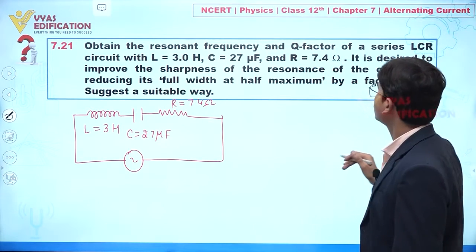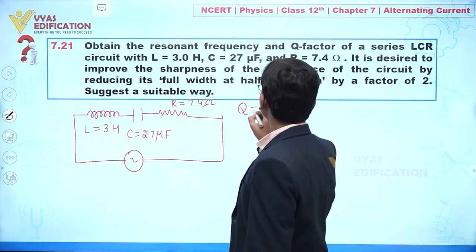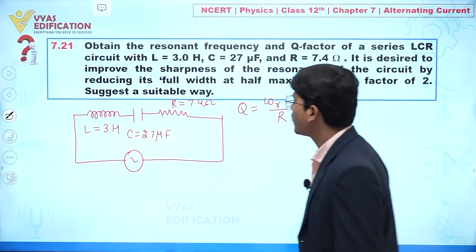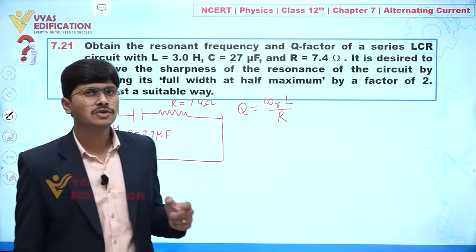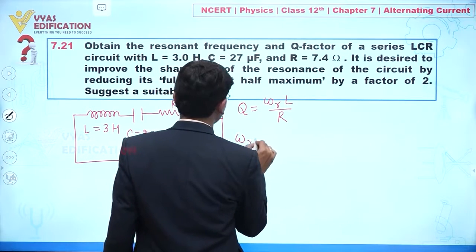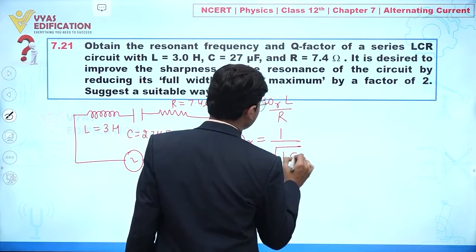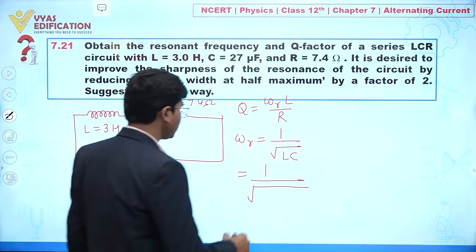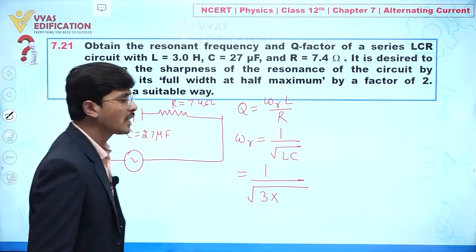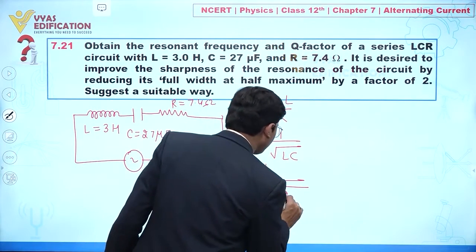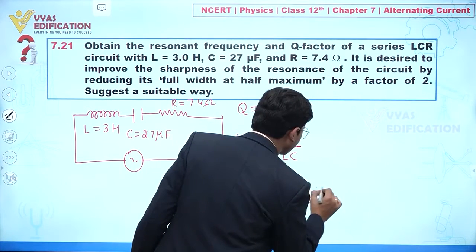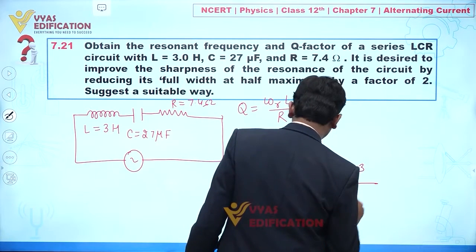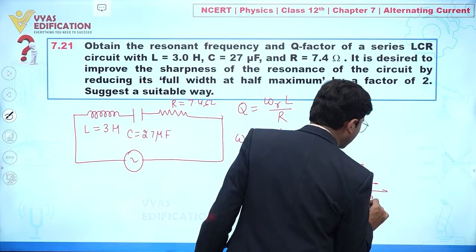So for that, we know this formula: Q is given by omega r L by R. How can we calculate omega r? Omega r is the frequency at the resonant condition. So omega r is given by 1 upon under root of LC. If I write the values of L and C, L is equal to 3 Henry, and the capacitance is 27 into 10 to the power minus 6. So this is equal to 10 to the power 3 divided by under root of 3 into 27.